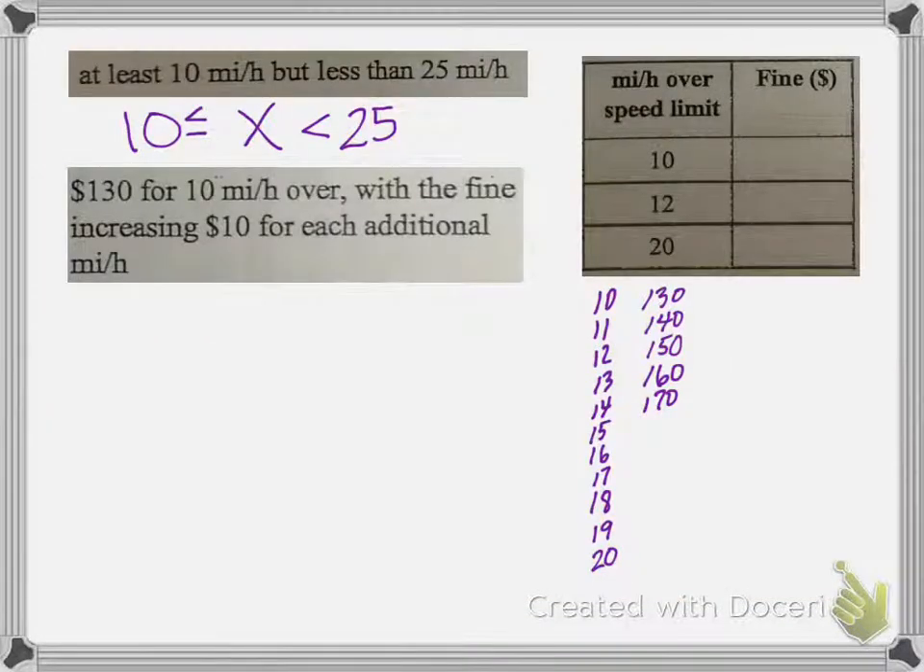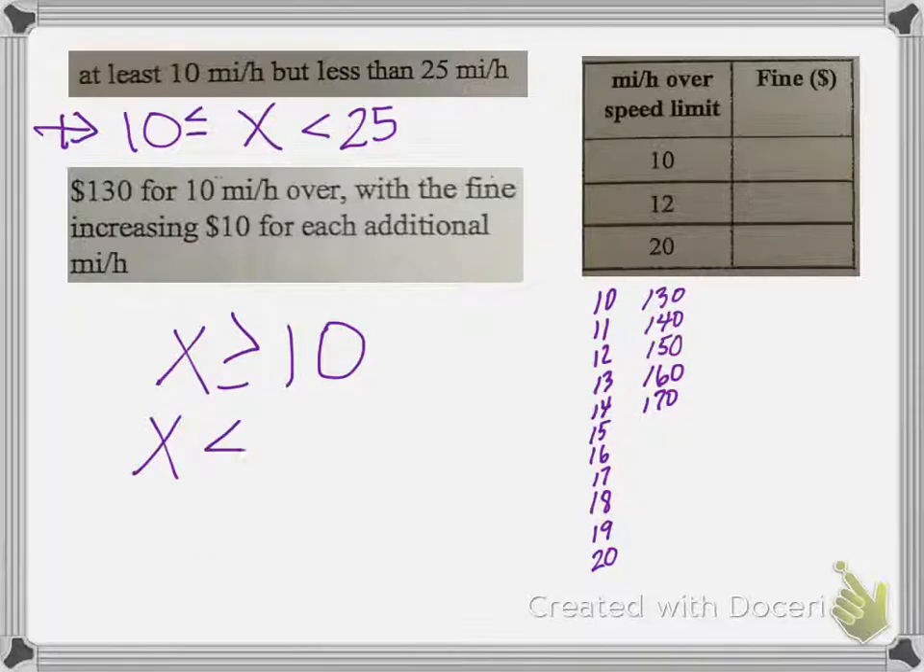So let's focus on that one in the middle. It says at least 10 miles per hour, but less than 25 miles per hour. And it's written like this. That's what that means. It's actually two functions combined. It started out life like this. At least 10 means that x is greater than or equal to 10. And the second one said, but less than 25. And this one says x is less than 25. And when you combine them together, they end up looking like that one statement.